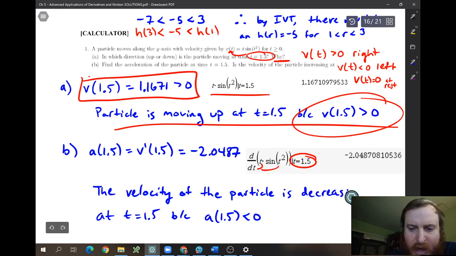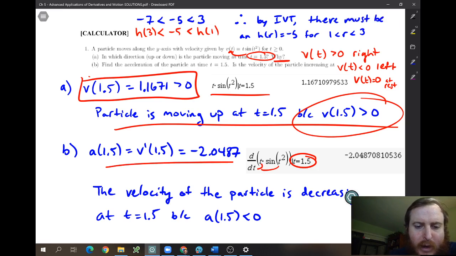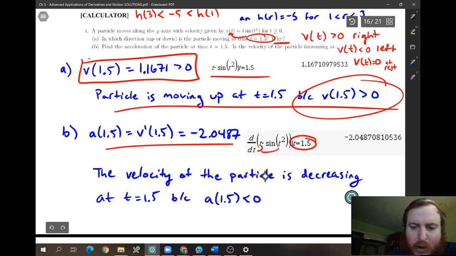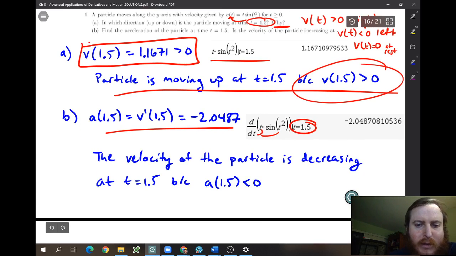And then make sure that this at goes outside of the parentheses, at the very end, outside of the parentheses. So we get our answer, right? Just write that down. And then the velocity of the particle is decreasing, right? So they said, is the velocity of the particle increasing or decreasing? Well, the velocity is decreasing because a of 1.5 is less than 0, right? Acceleration means the increasing or decreasing of velocity.